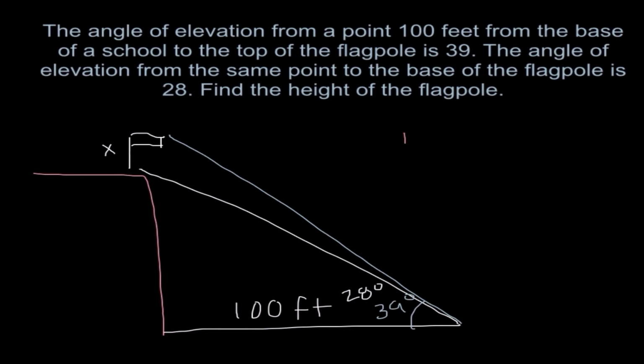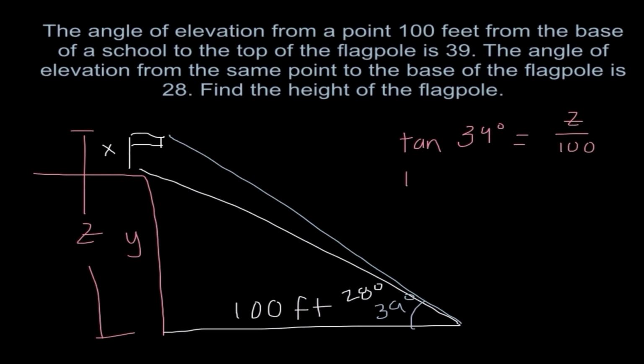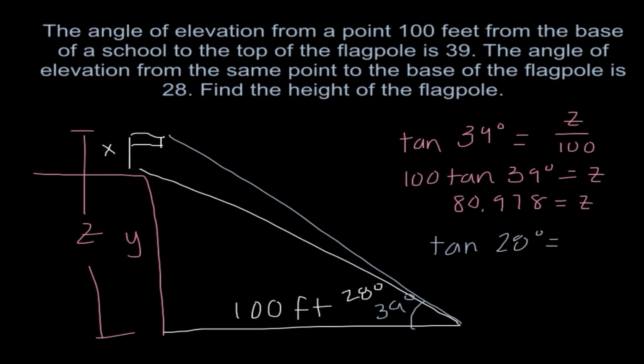So I'm going to go ahead and use tangent, and I'm going to label this side here y and this entire length z. So I would say tan of 39 degrees equals z over 100. So I'm going to do 100 times the tan of 39 degrees equals z. I get 80.978 equals z. Remember that I want to leave that in its complete form until I'm completely done, because I don't want to round too soon. It could cause me to have an incorrect answer.